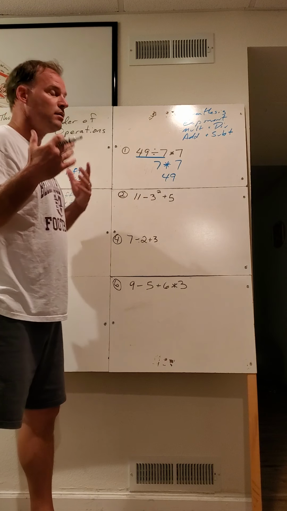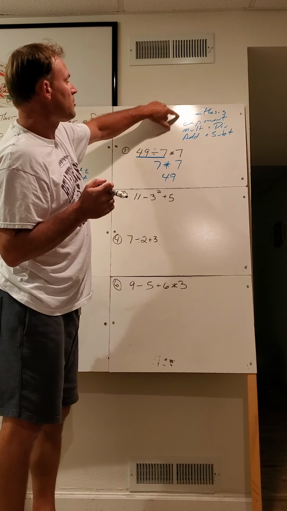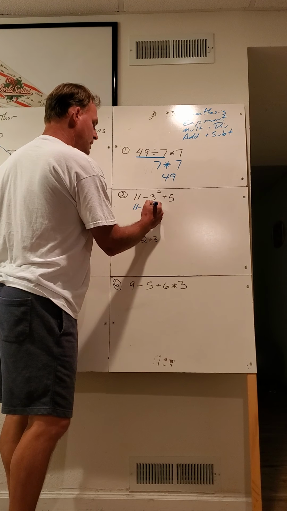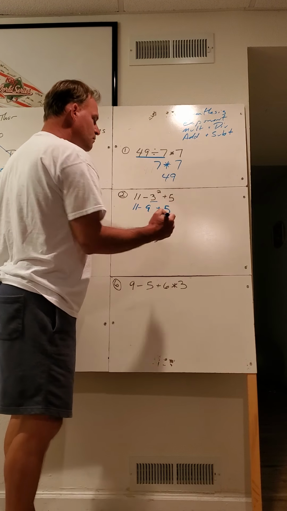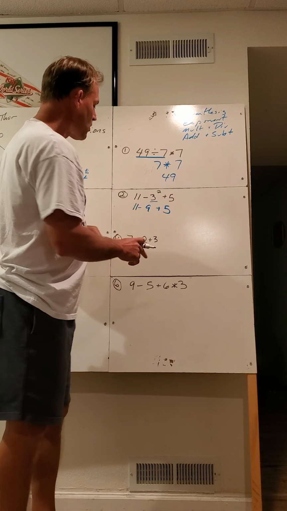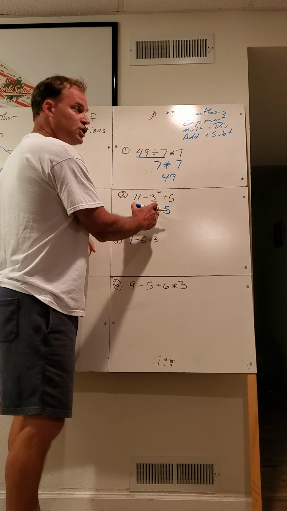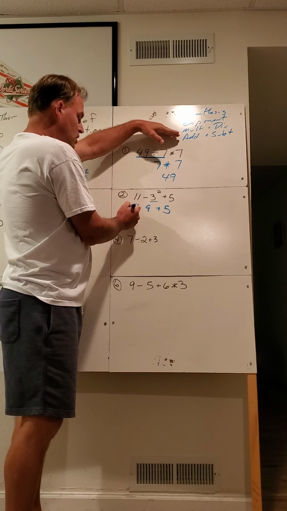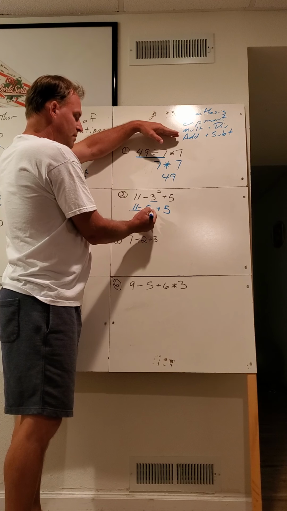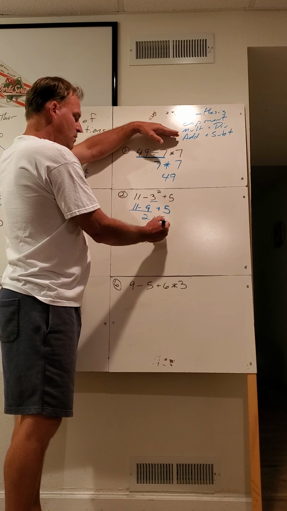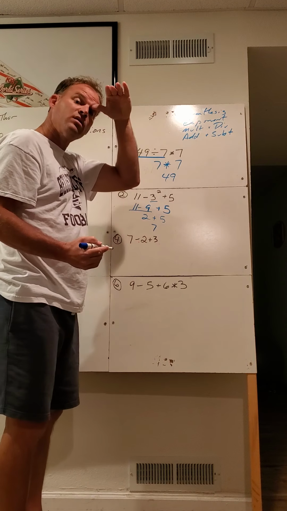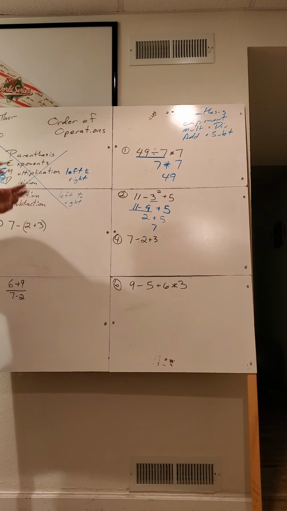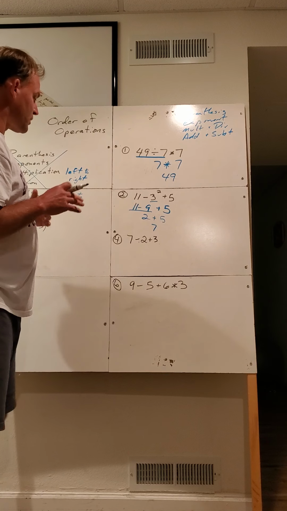Number 2, again, more traditional order of operations problem. I have an exponent. I got to deal with that first. 11 minus 9. 3 squared is 9. Now, I have subtraction. I have addition. Those are on the same level. So I proceed left to right. 11 minus 9 is 2. 2 plus 5 is 7. Complete.